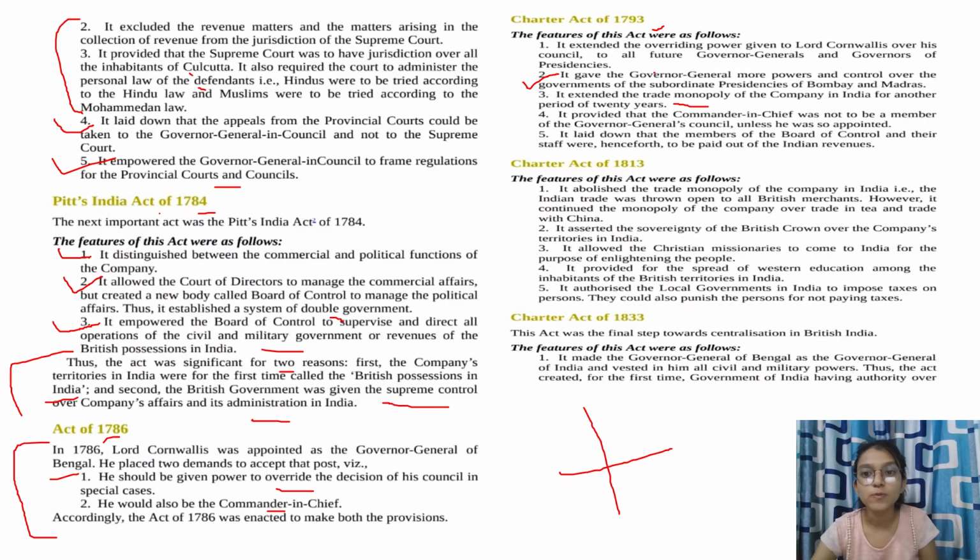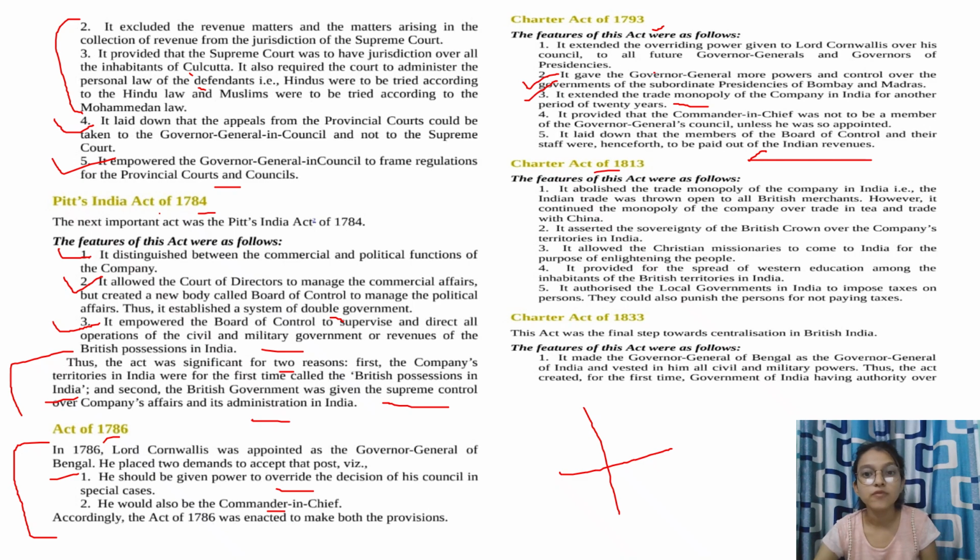It extended the trade monopoly of the company in India for another period of 20 years. It provided that the commander in chief was not to be a member of the Governor General's Council unless he was so appointed. It laid down that the members of the Board of Control and the staff were henceforth to be paid out of the Indian revenues. So it says the revenue that they will be getting from us, from that only they will be paid. So they are kind of ruling us, they are kind of having power over us by looting us.